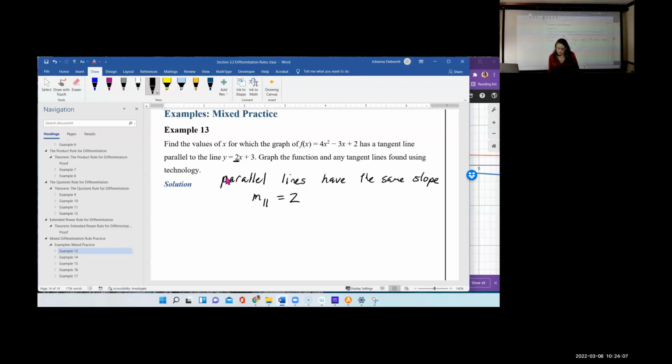Well, first we need a formula for our slope, and the formula for our slope is the derivative of the function. So then we get 8x minus 3. So basically, we want to look for x values where those are equal. So where is 8x minus 3 equal to 2?